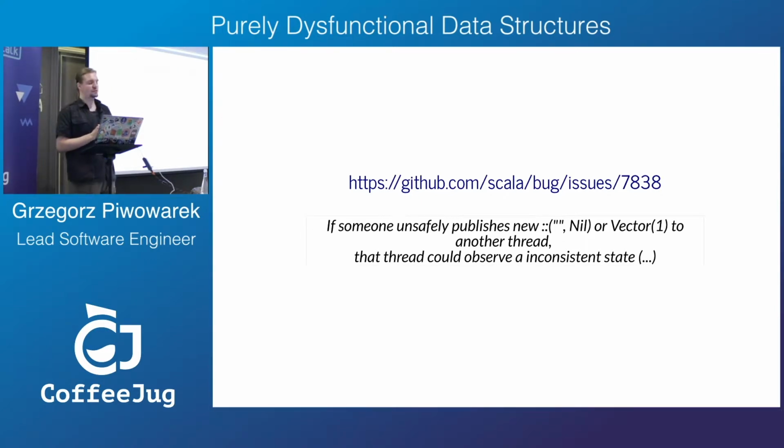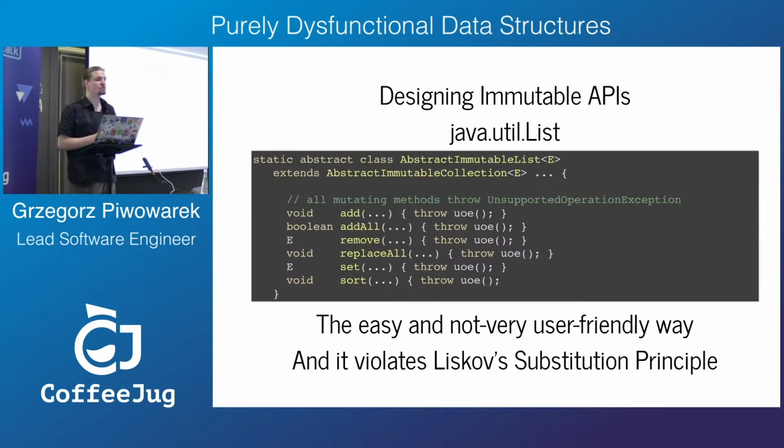And let's speak for a second about how we should design our immutable APIs, from the API consumer perspective. But first, let's see how we should not do that. What java.util.List does, for example, is it has a lot of methods like addAll, remove, replaceAll. And as you can see, all of them return either void, boolean, or some form of metadata. Never a new list, a new collection.